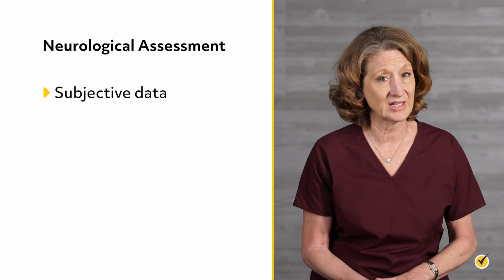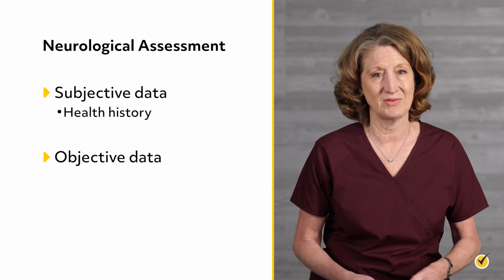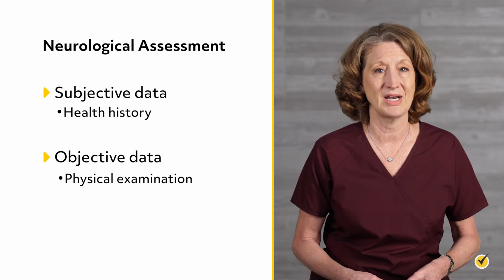There are two main parts to be collected in the neurological assessment: subjective data, the patient's health history, and objective data, the physical examination. The history and exam should be done in an orderly, symmetrical fashion to be certain that all areas are assessed. To detect abnormalities, each side of the body should be compared with the other side. Let's first look at assessing the health history.